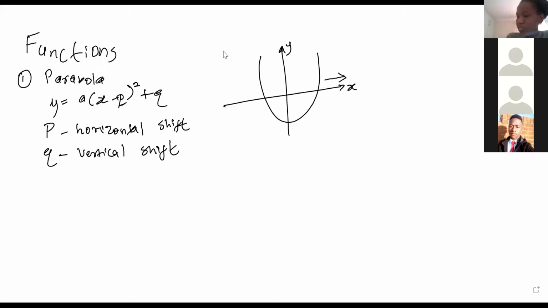Okay, so that's the vertical shift. And then we've got the turning point. That's where your graph turns. Like here, this will be your turning point. The coordinates for the turning point are p and q.